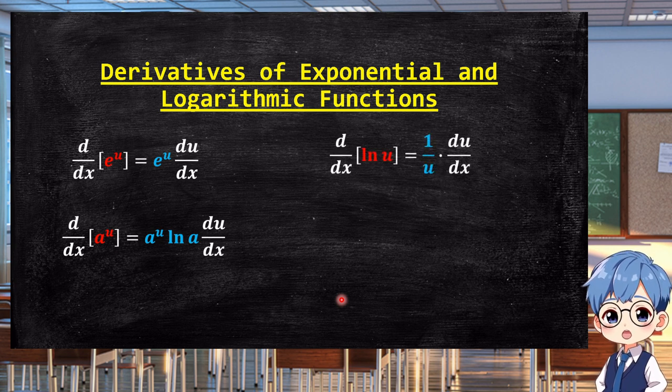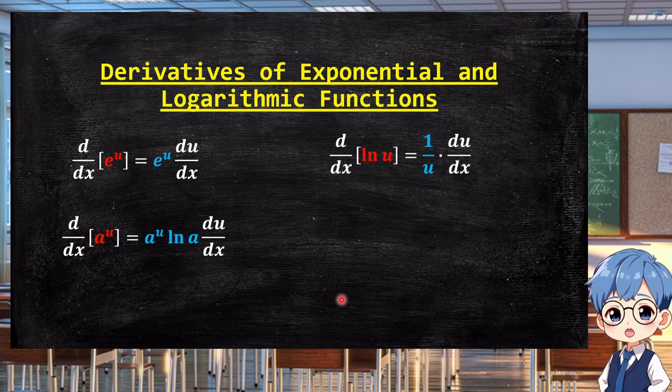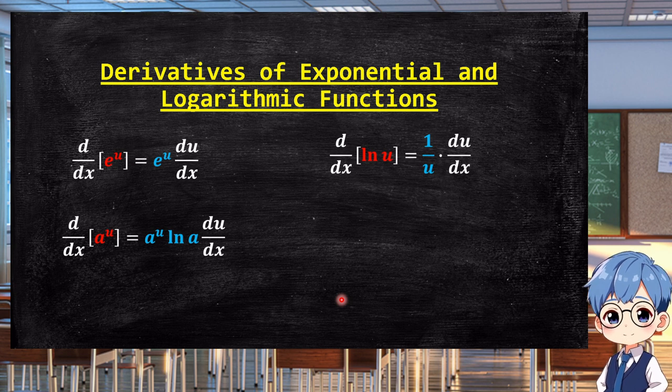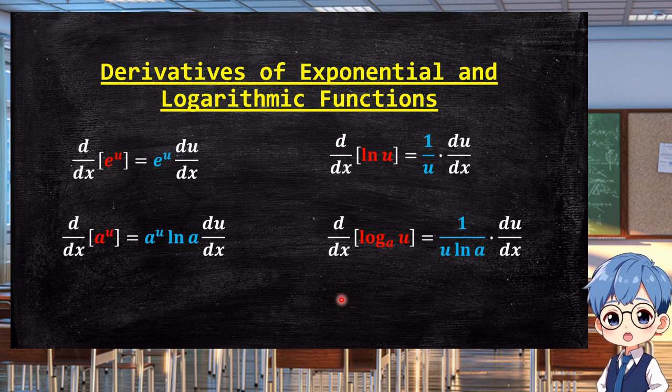Then for logarithms, we have the derivative of the natural log of u is just 1 over u times the derivative of u with respect to x. And lastly, we have the derivative of log to the base a of u is just 1 over u times the natural log of a times the derivative of u with respect to x.